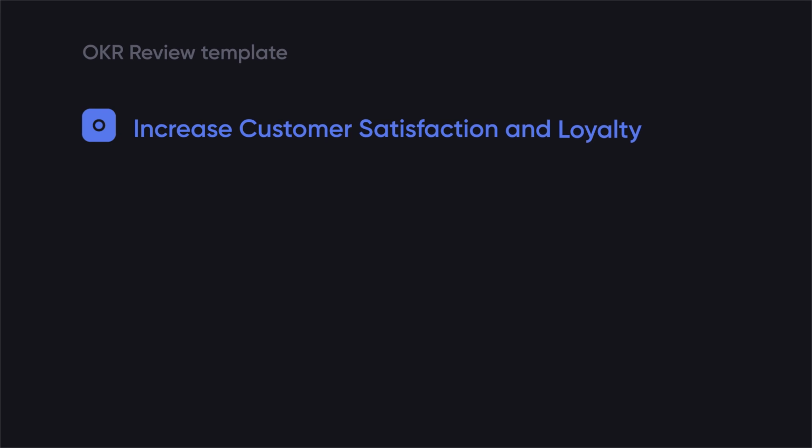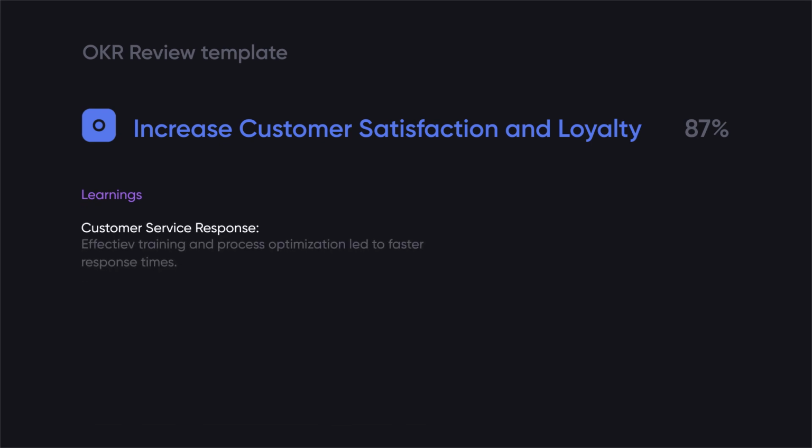Here's a simple OKR review template you can use. Let's say you have an objective to increase customer satisfaction and loyalty. As the cycle ends, it's time to score this objective and review its performance. Record the final score of the objective and then reflect on the key results and initiatives. For example, the team identified 3 key learnings.